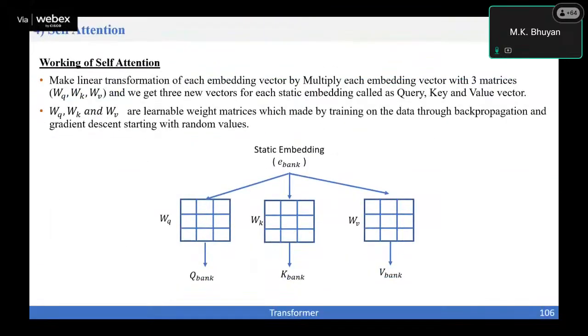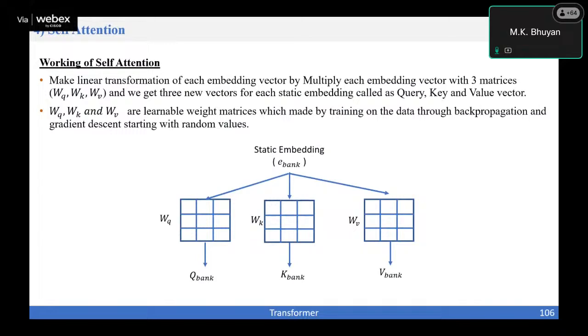So you can see, corresponding to the static embedding, we have the static embedding e bank, and we have some learnable matrices. WQ is a learnable matrix, learned with the help of backpropagation training. WK is a matrix and WV is a matrix. So from the static embedding, we can get the contextual embedding. We are getting Q bank, K bank, and V bank. That means the query, key, and the value we can determine.